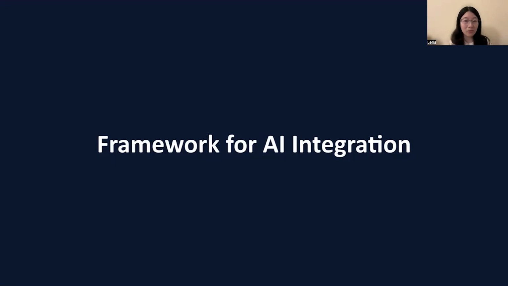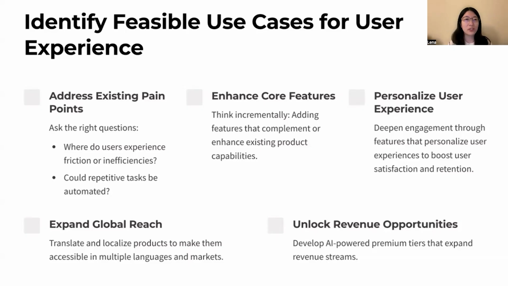So there's some framework for AI integration. Let's take a look. The first thing we need to do is to identify the feasible use cases. And there are use cases for user experience. For user experience, the first thing we need to think about is, are there any existing pain points we can help address? Any frictions, any inefficiencies, or any repeated tasks?